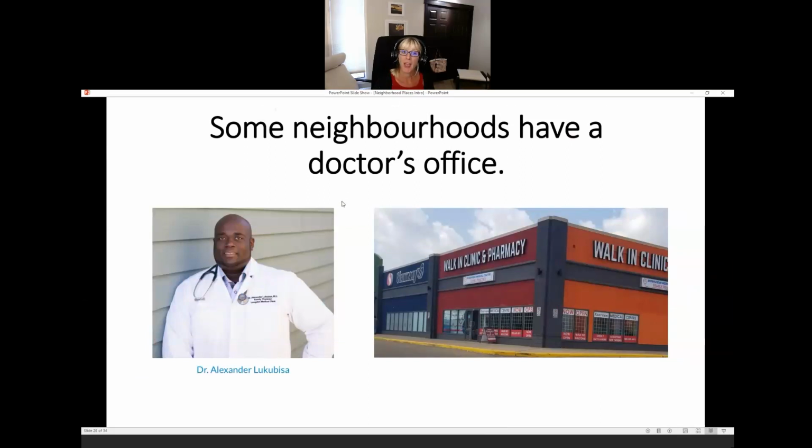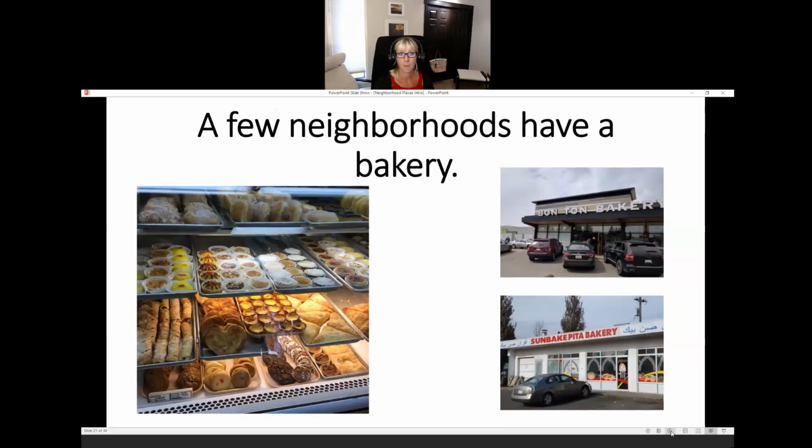Some neighborhoods have a doctor's office. A few neighborhoods have a bakery.